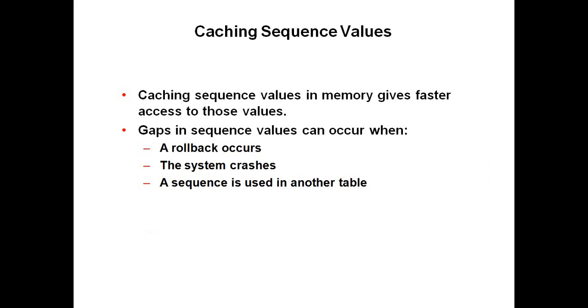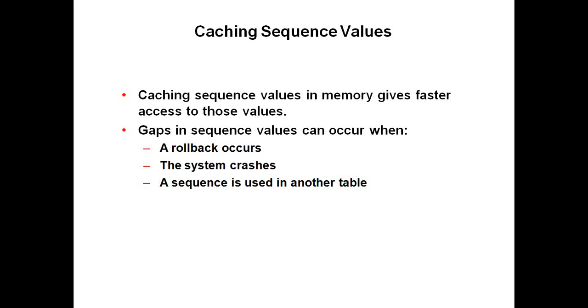So caching the sequence in memory gives faster access to those values. So what is the requirement to store our sequence values in the memory? It is just to improve the performance of the database. And when will we get gaps in the sequence? It means when the earlier sequence number is 120 and the next sequence number is 150. Usually it should go 120, 130, 140 and 150.